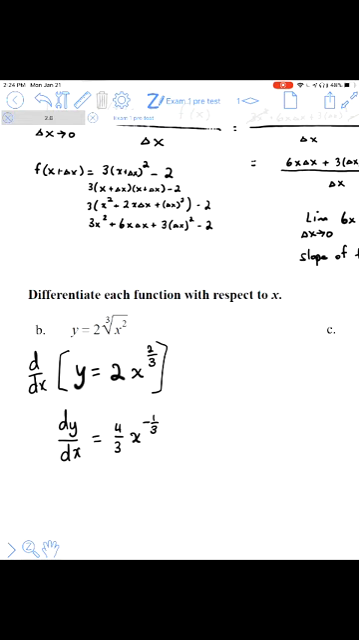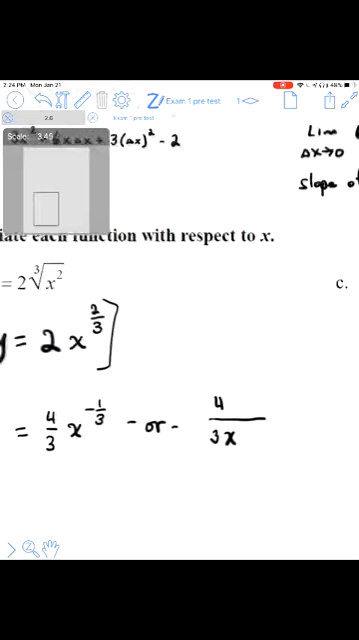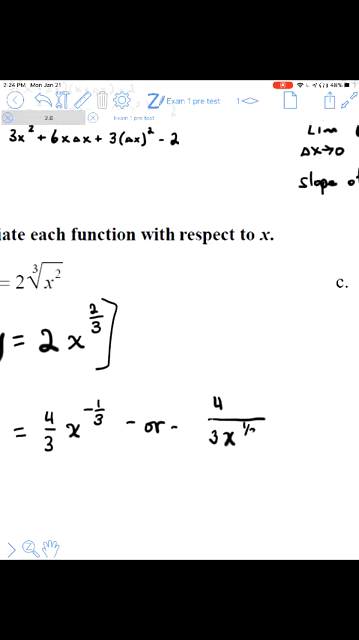Again, I'm perfectly okay if you leave your answer in this form. However, if you want to be matching up with your answers in the back of the book, for example, negative exponents would go in the denominator. So the answer would look like that.